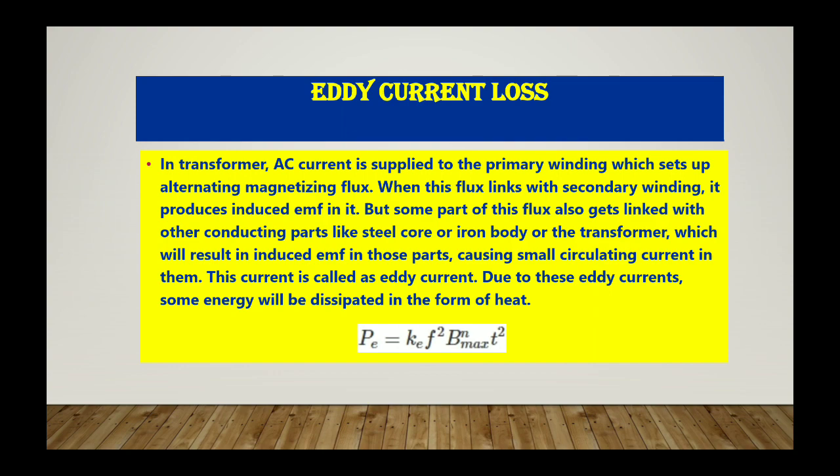So we can say that the eddy current loss is the I square R loss of the core. The eddy current loss depends upon the resistance of the core, and it can be written as P_e, where P is the power loss and e stands for eddy current, equals K_e, the eddy current loss constant, times frequency squared, times B_max to the power n, that is the flux density, times turns squared. So that is the eddy current loss formula.